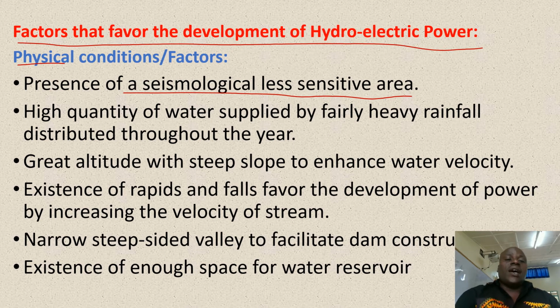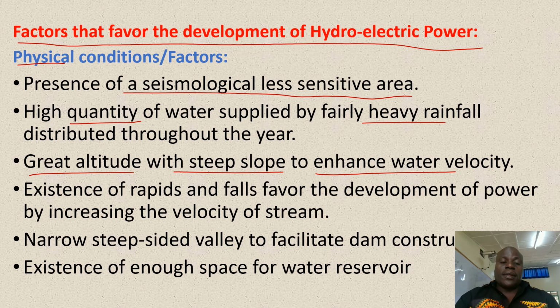There should be a high quantity of water supplied by a strong river or rainfall. This will lead to easy rotation of the turbines. Then great altitude with steep gradient, with steep slope to enhance water velocity. Existence of rapids and falls to favor the development of power by increasing the velocity of the stream, of the river, which means the river gradient should be steep.